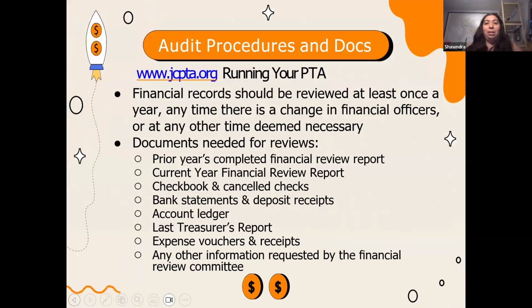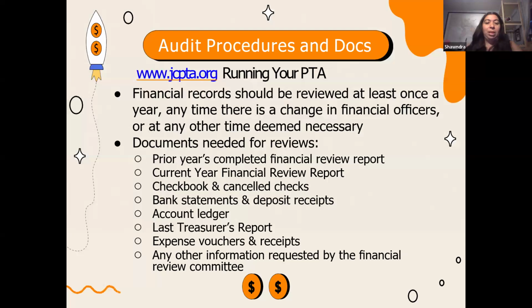So, audit procedures and docs. If you go to the jeffcopta.org, and I apologize, that's really kind of clumped together, but it's jcpta.org, you can go to Running Your PTA, and it'll give you some helpful information, like the financial records should be reviewed at least once a year. This is pulled right off of there. Anytime there's a change in financial officers, you want to make sure that those records are correct. So I would recommend, anytime you have a new board or any major changes, doing a financial audit.